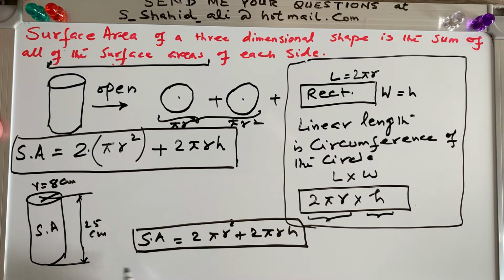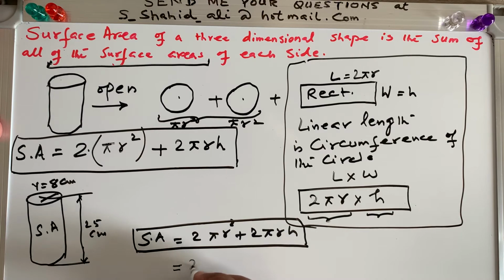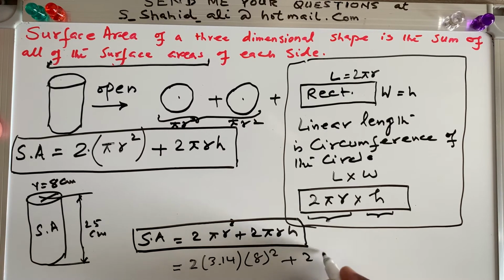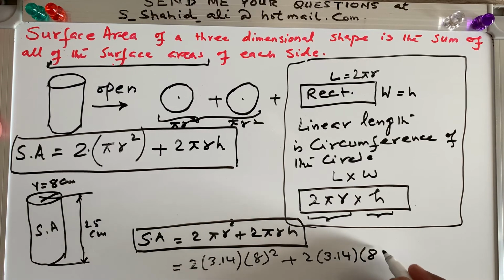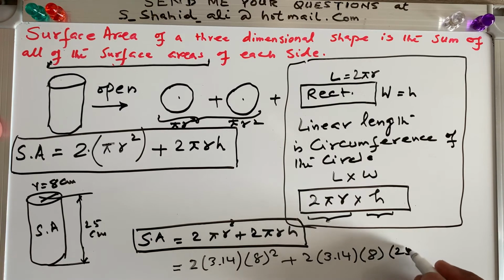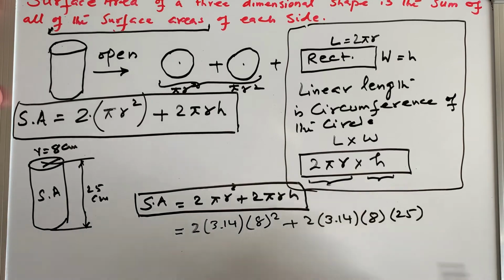So whenever we have the surface area of a cylinder, we will be using this formula, and we have to substitute the values: 2 times 3.14 times r square, which is 8 square, plus 2 times 3.14 times r. What is r? 8 centimeter, times h. What is h? 25 centimeter, right?